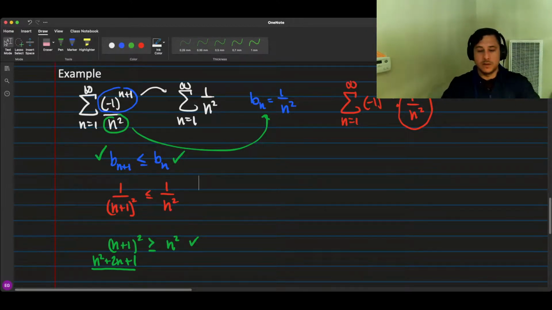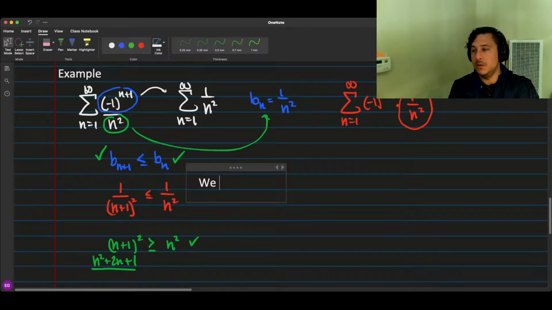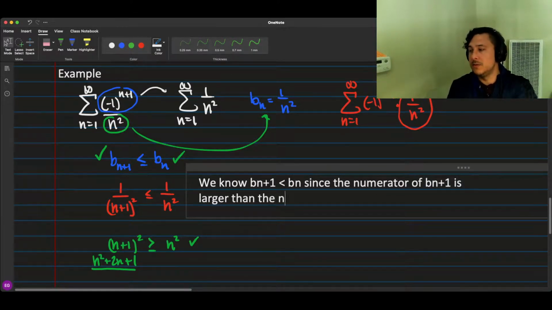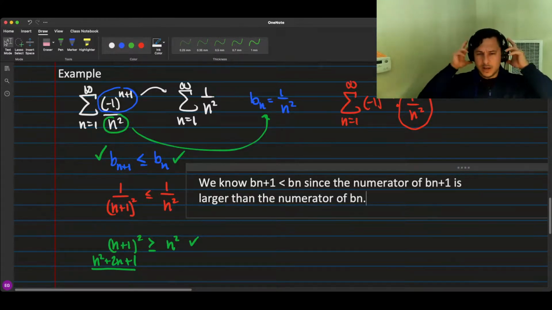So I'm going to write that in words. We know bn plus 1 is less than bn since the numerator of bn plus 1 is larger than the numerator of bn. And I need to get water. 1 second.